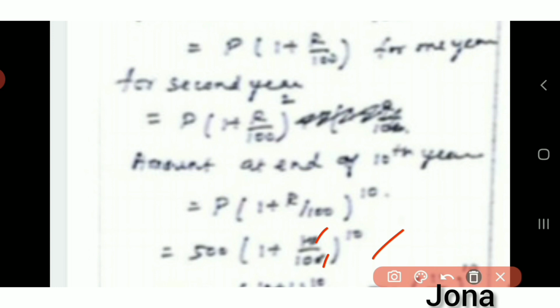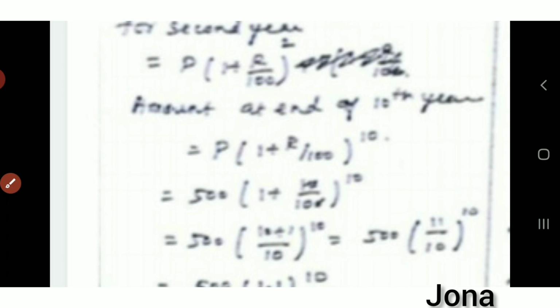So 500 into 1 plus R, which is 10 percent, so 10 by 100, whole power 10 here. So we can cancel this 0 and 0. So we have the remaining thing as 1 plus 1 by 10 inside the bracket. Then take the LCM for this. So 10 plus 1, that is 11, 11 by 10 inside the bracket, whole power 10. So here 11 by 10 is 1.1, whole power 10. So 500 into 1.1 whole power 10 here.